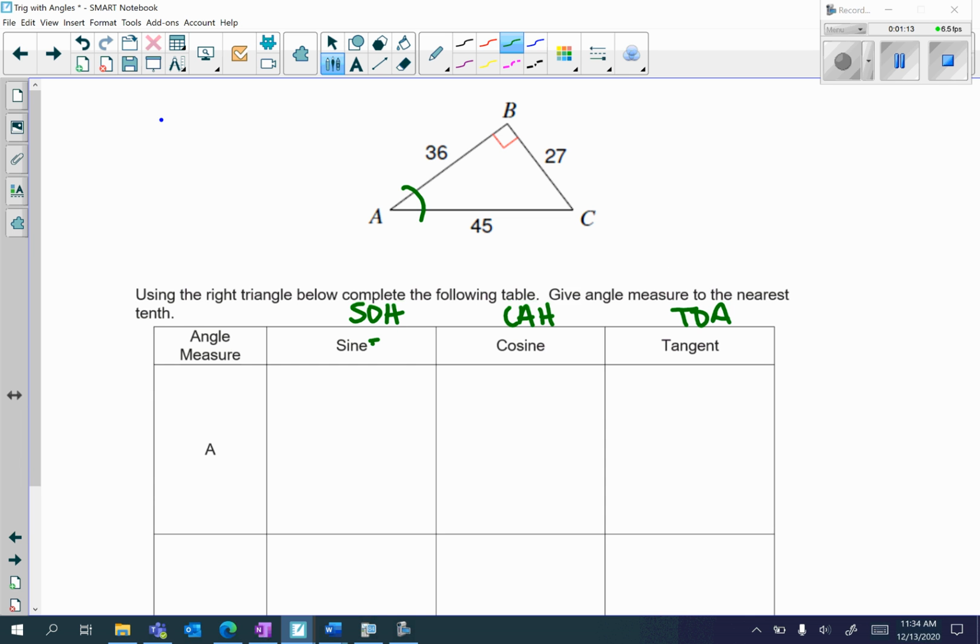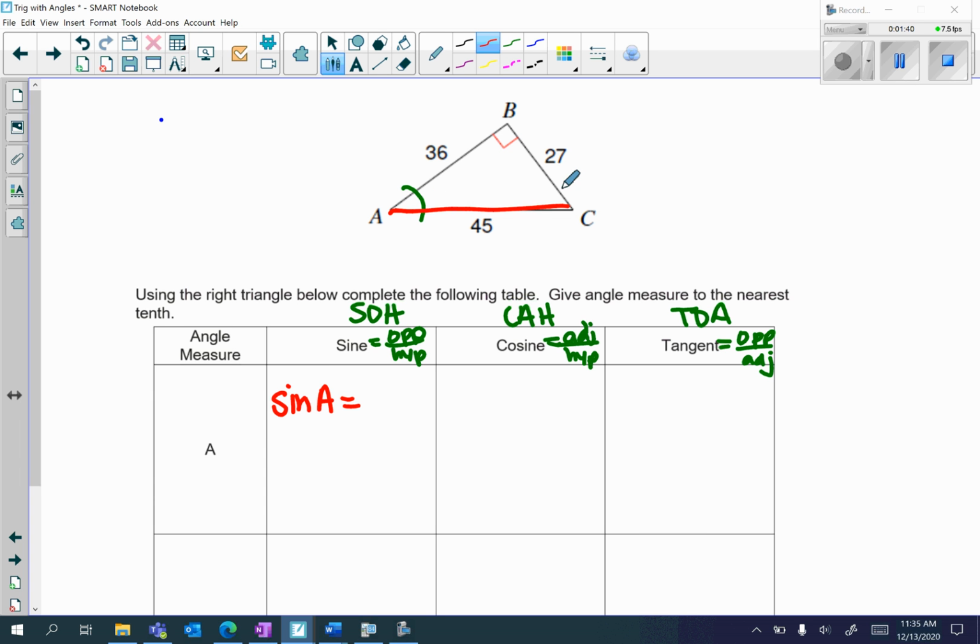So sine is going to be opposite over hypotenuse. Cosine is adjacent over hypotenuse. And tangent is opposite over adjacent. So let's find angle A. So we're going to use sine of A, which is going to be opposite over hypotenuse. So let's label our triangle.